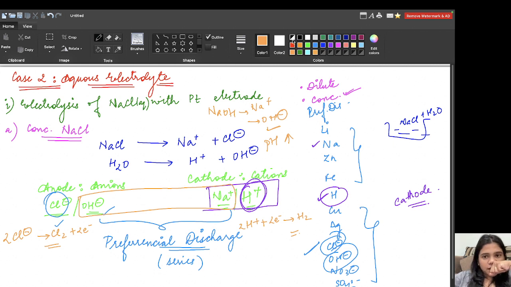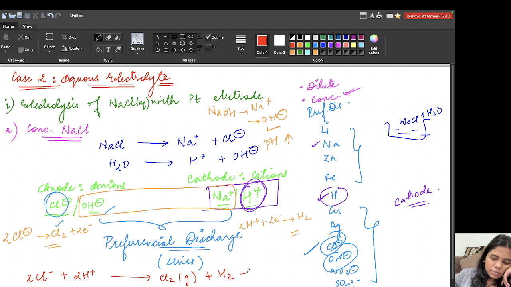And what will be the net reaction? Net reaction will be 2Cl minus plus 2H plus giving you Cl2 gas plus H2. Same things only. Just need to add your 2NaOH. Okay, this is how the electrolysis of NaCl with platinum electrode takes place according to the preferential discharge theory. And also remember, this is concentrated NaCl, not much water is added into it.